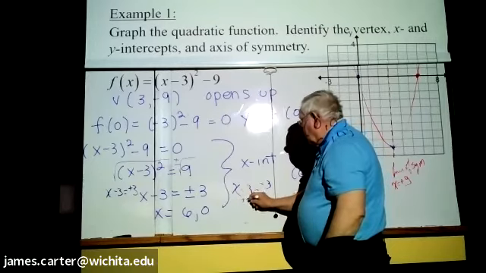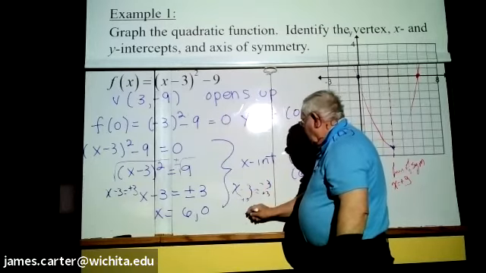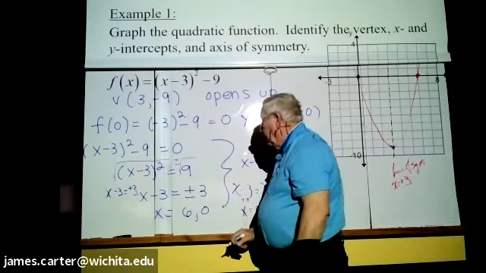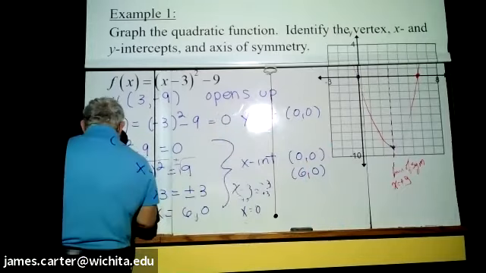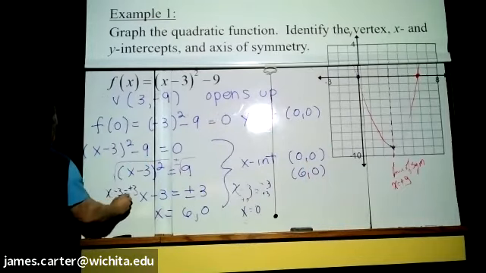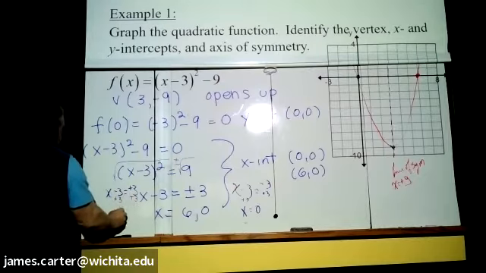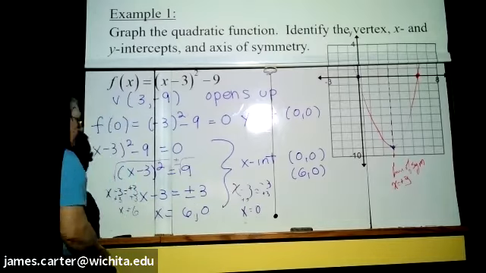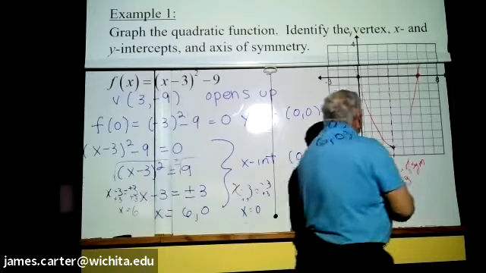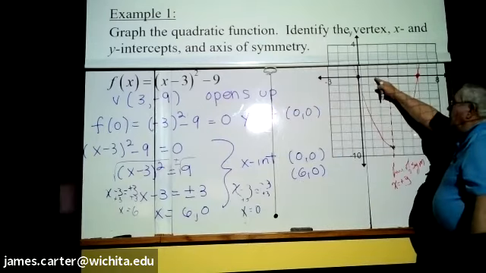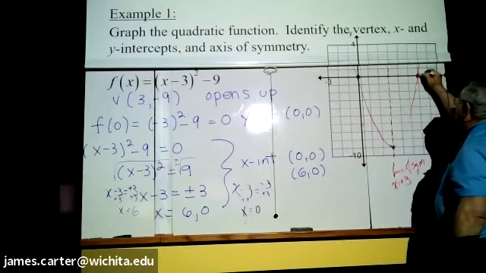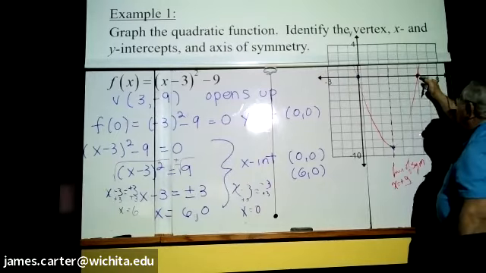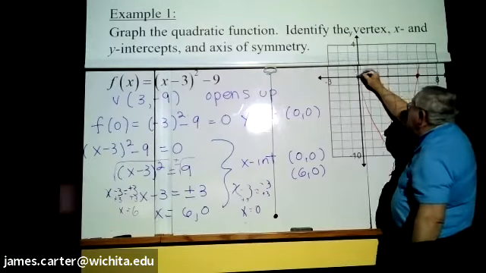This one, you add 3, you add 3, and you get x equals 0. Here, we add 3 to both sides, and we get x equals 6. That's where these came from. So, what that means is our x-intercepts are the point 6 and the point 0.